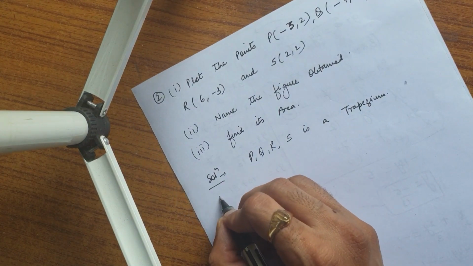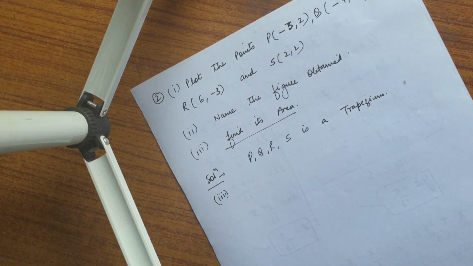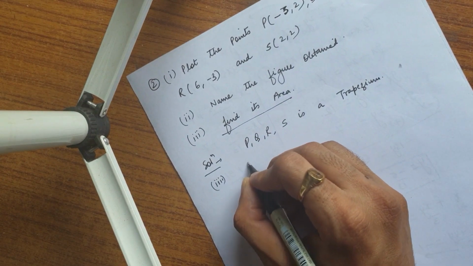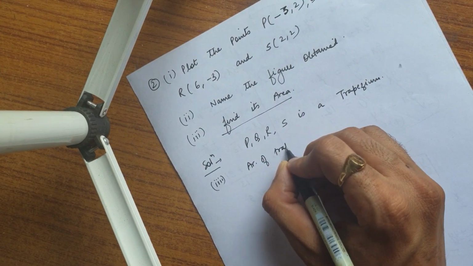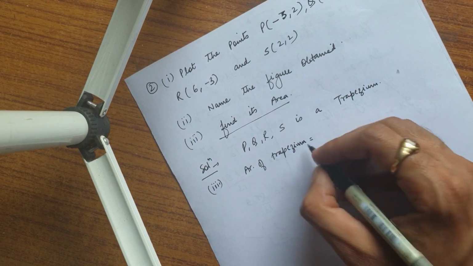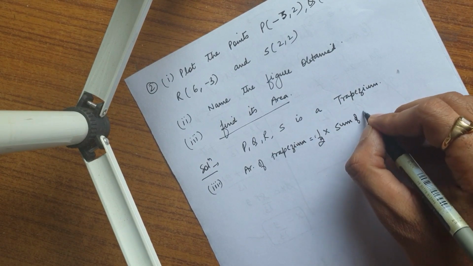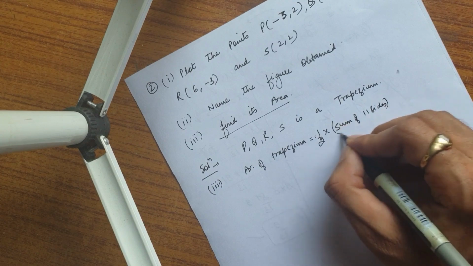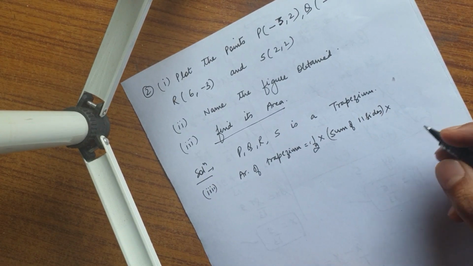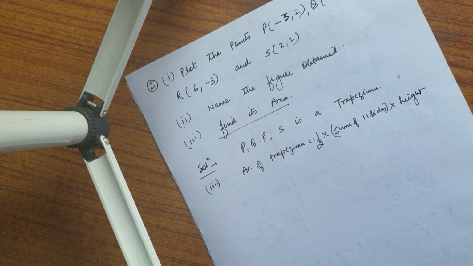Okay, now third point, he has asked us to find its area. So can you just tell me beta what is the formula for calculating the area of trapezium? Area of trapezium is, just recall, you have studied in your class 8, it is half into sum of parallel sides into perpendicular height. Okay, half into sum of parallel sides into height.